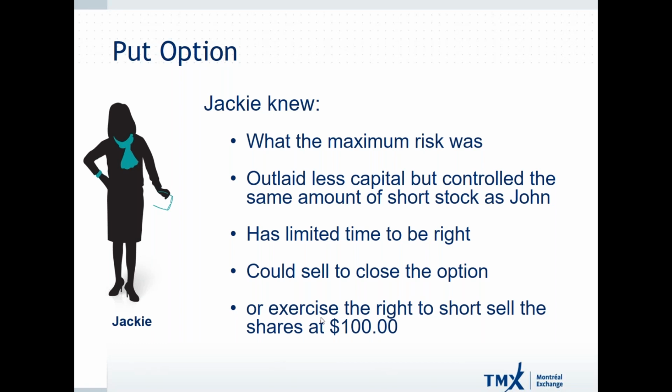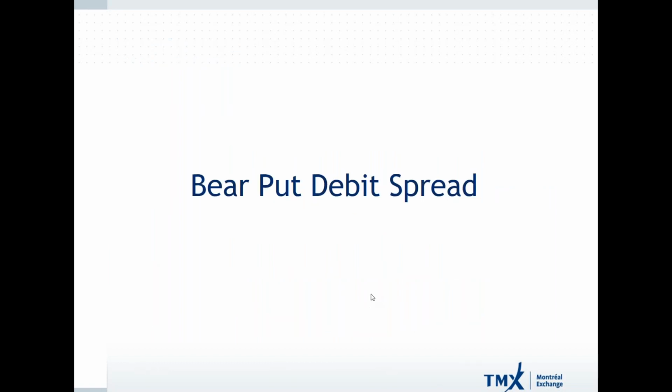Or the other consideration that Jackie has, if this is a non-registered account, is that she could exercise her right and take the short position in the underlying shares at 100 if she wants to maintain that position for an extended period of time. So really the benefit of utilizing the put option as a bearish stock replacement strategy is just the amount of flexibility associated with managing the trade. Limited risk, limited capital outlay, but you still have the choice to exercise your right to short sell if indeed you feel that makes the most sense for the trade that you're managing.